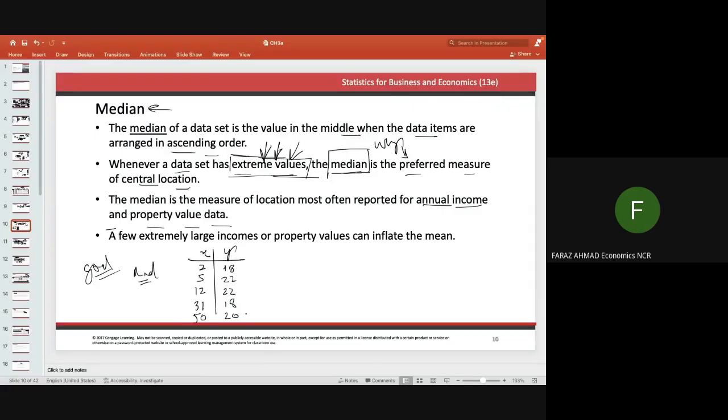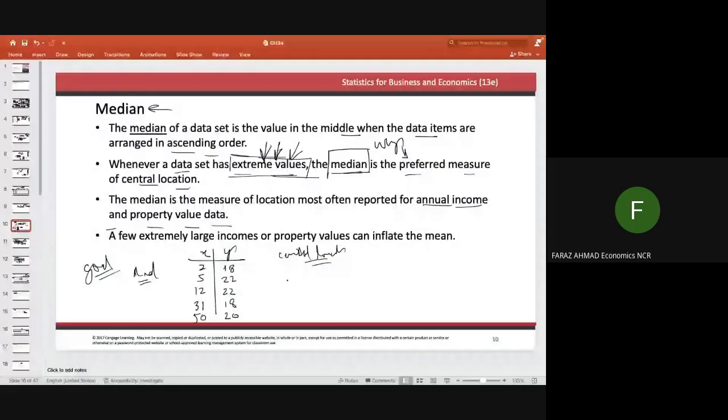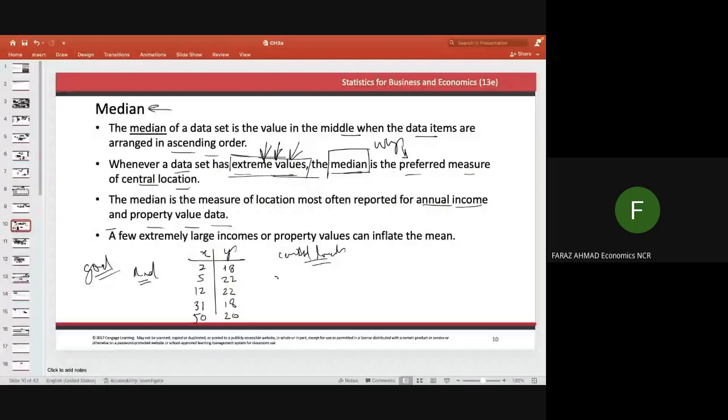So if you want to calculate a measure of central location or tendency for these two variables, you can calculate mean and median both. And in case of x, tell me what is the median and what is the mean. So x bar is, in this case, 20.